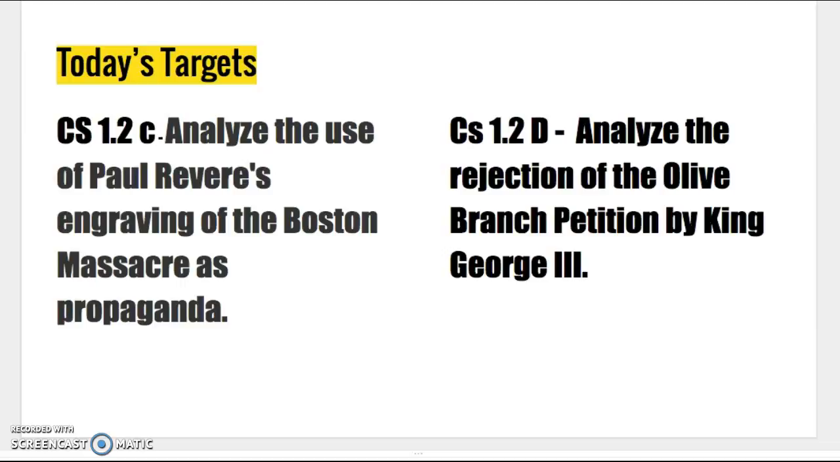The targets I'm going to be discussing today come from Content Standard 1.2C and 1.2D, and later we will talk about 1.2E. So let's get started. The very first one we're talking about is analyzing the use of Paul Revere's engraving of the Boston Massacre as propaganda.